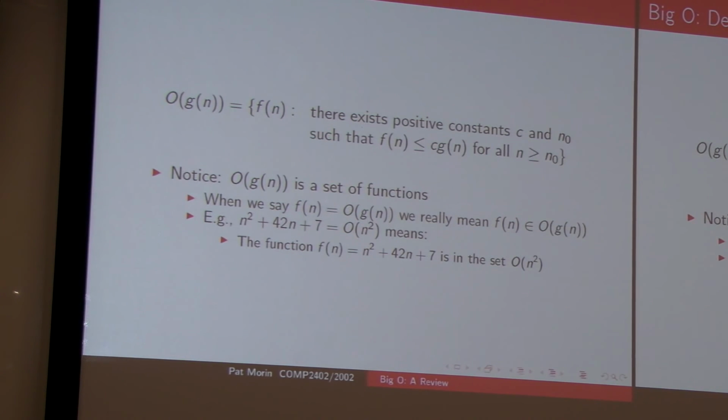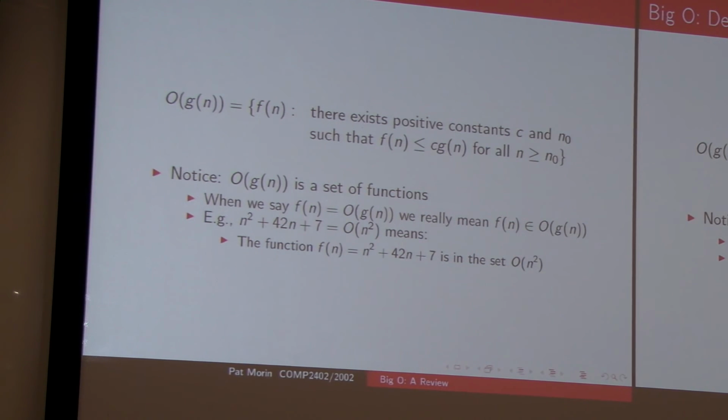So we might write something like n squared plus 42n plus 7 equals O of n squared, when really what we mean is that the function defined by f of n equals n squared plus 42n plus 7 is in the set O of n squared. That's an abuse of notation that unfortunately we just have to get used to and get over, because it's so pervasive in computer science.